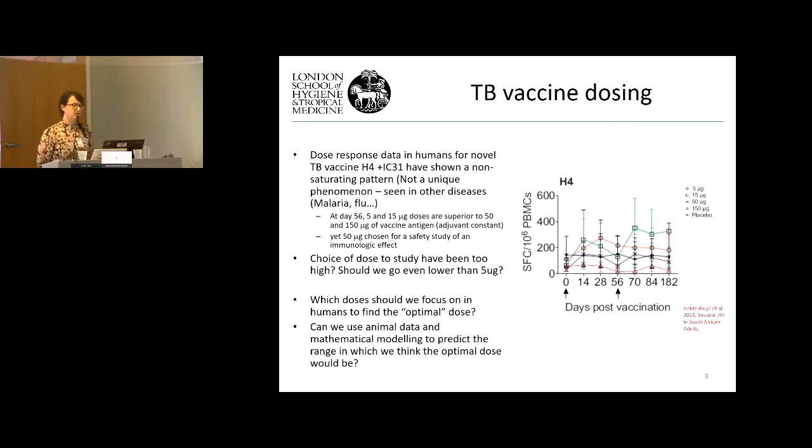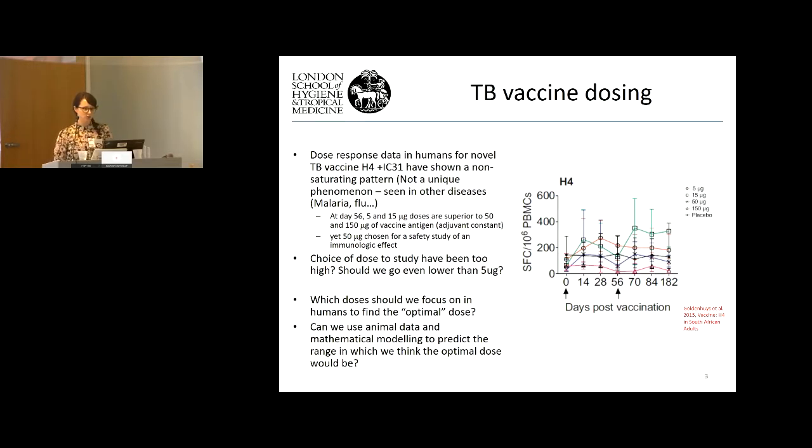As a starting point for this work, we looked at dose response data in humans following the H4 TB vaccine. The data on the right show a non-saturating dose response curve. Particularly at day 56, the 5 and 15 microgram doses are superior in terms of an interferon gamma response to the 50 and 150 microgram doses of the vaccine antigen, with the adjuvant kept constant. This is not a unique phenomenon. It has been seen in other diseases, for example malaria and flu, so this isn't something we aren't already aware of. However, for the next safety studies, a 50 microgram dose was taken forward.